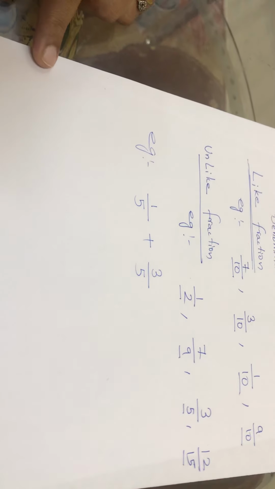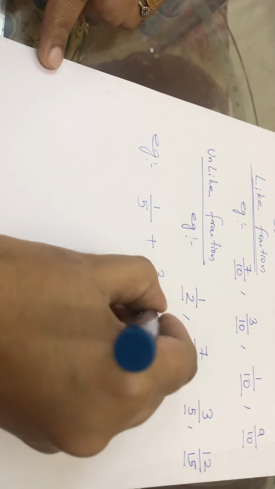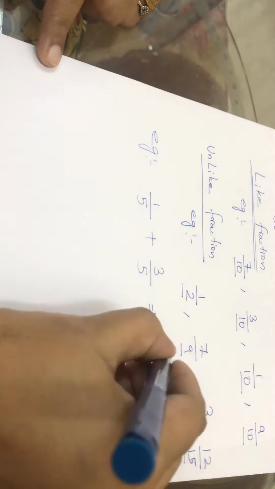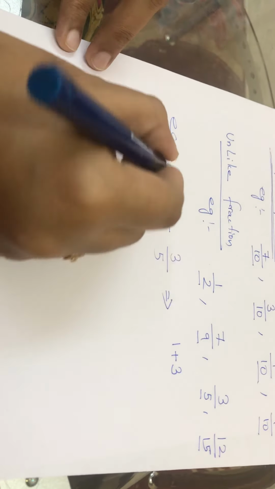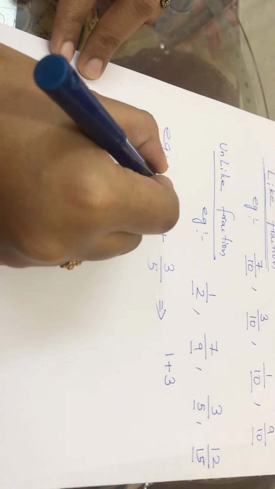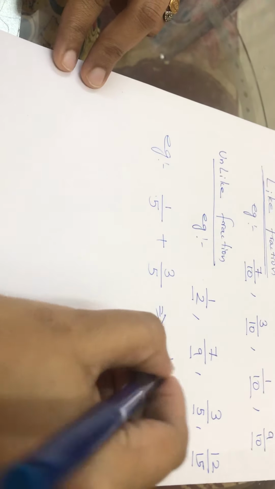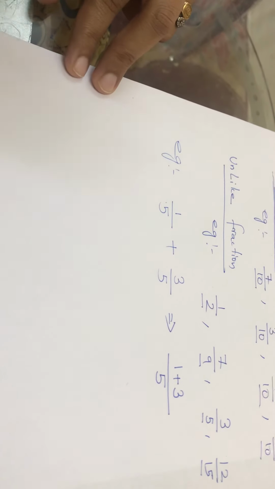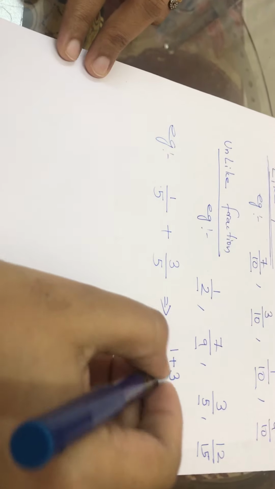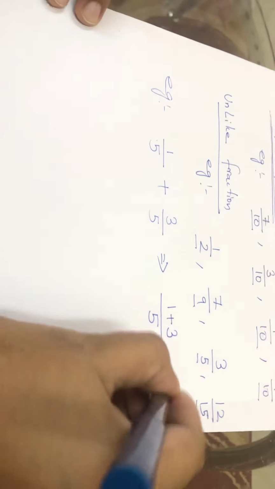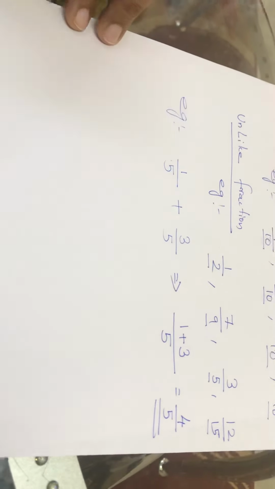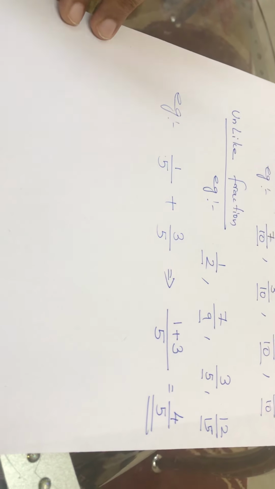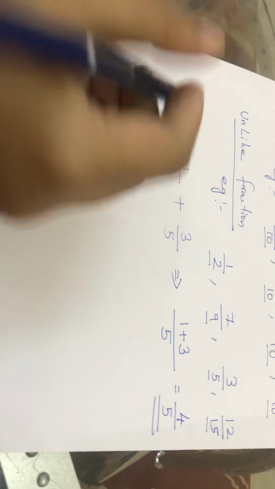So when you get fractions like this, you can add the numerators directly, that is 1 plus 3, whole divided by 5. You can keep the denominator common. So 1 plus 3 gives 4 by 5. This is very easy to calculate because we have the same denominator, we just need to add the numerators.